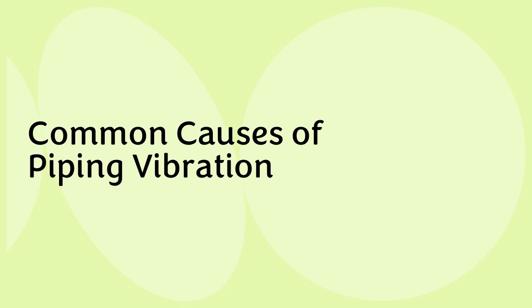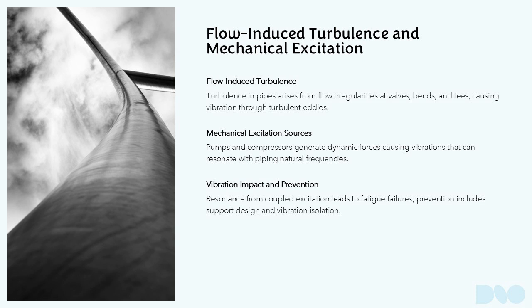Flow-induced turbulence and mechanical excitation, pulsation, acoustic excitation, and transient effects. Flow-induced turbulence is one of the most prevalent causes of piping vibration. It arises from irregularities in fluid flow, particularly at points of discontinuity such as valves, bends, tees, and reducers. These features disrupt the flow pattern, generating turbulent eddies and broadband kinetic energy that excite low-frequency vibration modes in the pipework. The severity of turbulence-induced vibration depends on factors like fluid velocity, density, and system geometry.